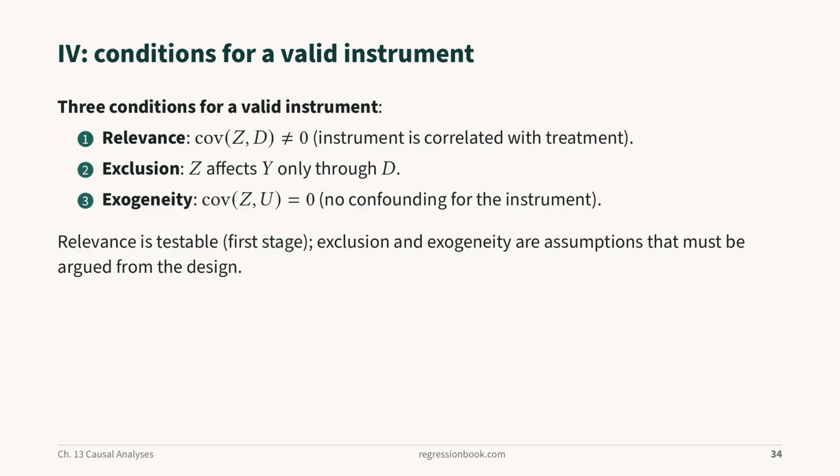Relevance can be examined in the first stage regression. Exclusion and exogeneity are design assumptions that require substantive arguments and falsification checks. They cannot be certified by a large first-stage statistic. A strong but invalid instrument produces a precise answer to the wrong question.